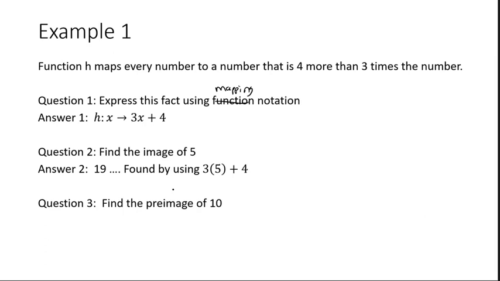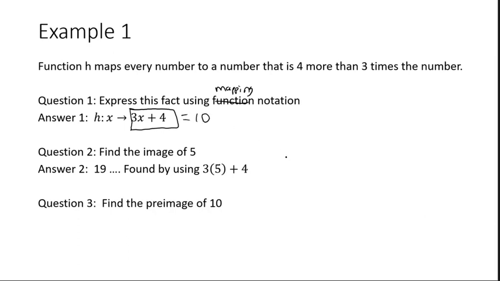Now question 3 is working backwards and is asking to find the pre-image of 10. So to do this, we're trying to figure out what is our input, or what is our x value. So 10 is going to be what we get when you plug in something for x right here. So if this is your input, 10 is your image, which means you get that back out.